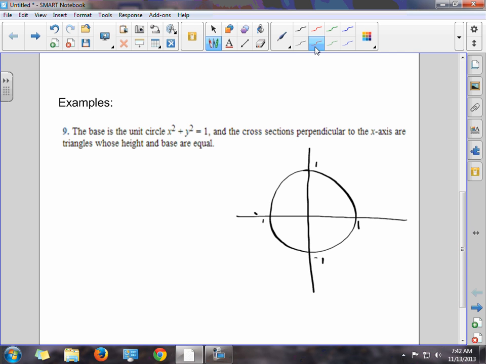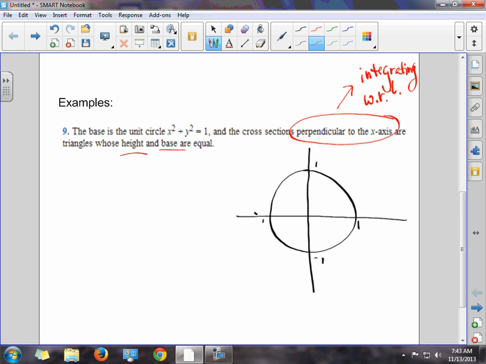This is important. Whatever axis you're perpendicular to, this is what you're integrating with respect to. So I know that I'm going to be integrating with respect to my x-axis. So I'm integrating with respect to x, and I will need a function with just x in it to model the base and the height of my triangle, since they're equal. So they tell me we want this triangle whose base and height are equal.